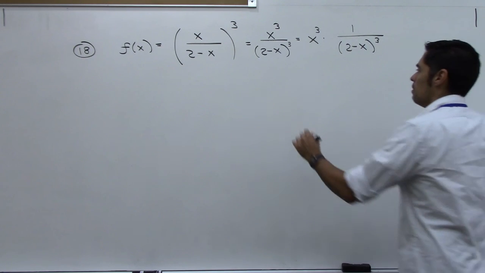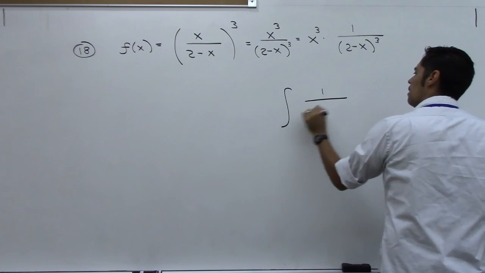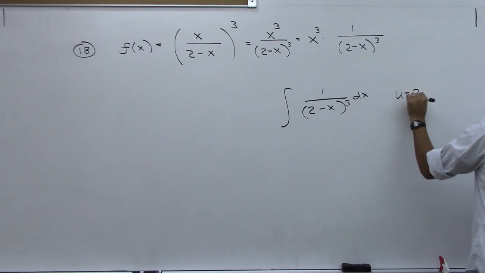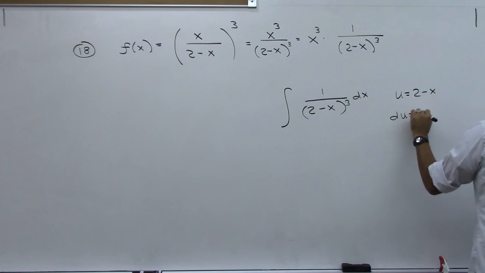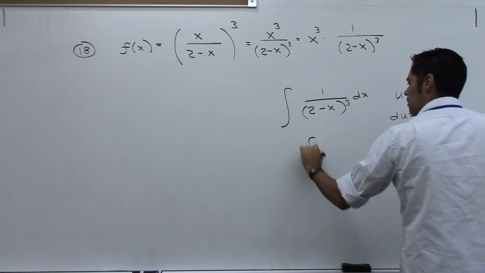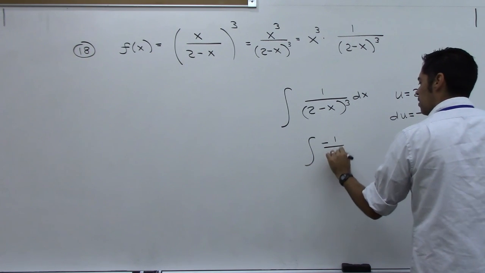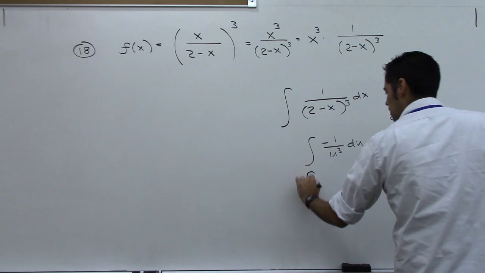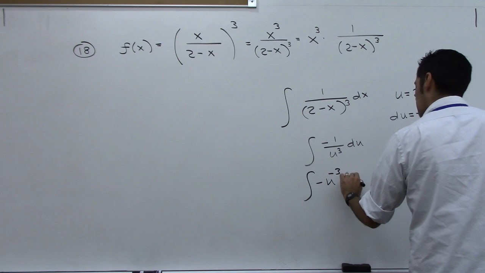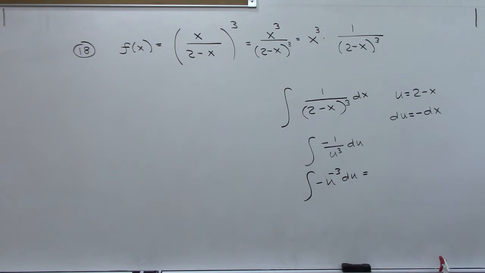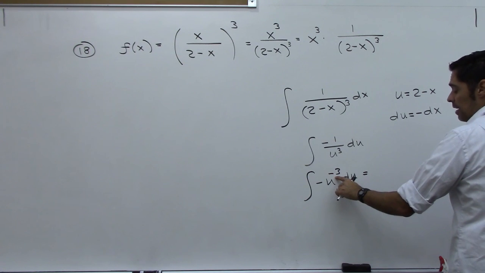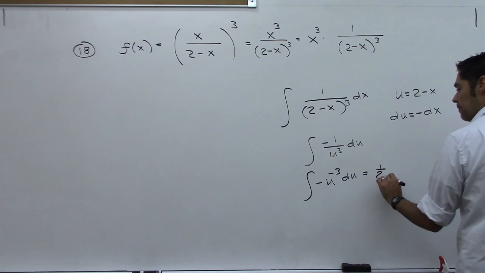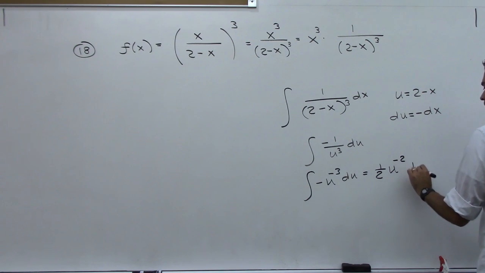Let's integrate this. If we integrate 1 over 2 minus x cubed dx, we do a quick u substitution. u is 2 minus x, du is negative dx. Then this integral becomes negative 1 over u cubed du. I'll let you go through your own work to verify that. That's the integral of negative u to the negative 3 du. Then using the power rule, we add 1 to the exponent, which gives us negative 2, and we have to divide by it. So when we divide negative 1 by negative 2, we get 1/2 u to the negative 2 plus a constant.